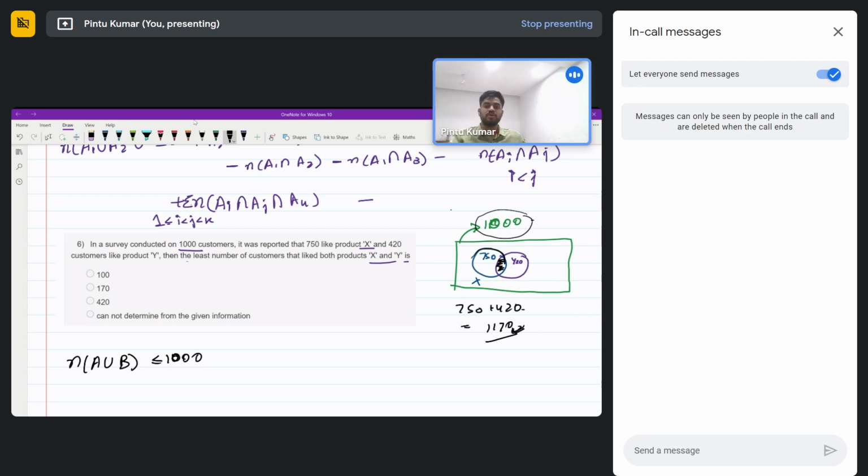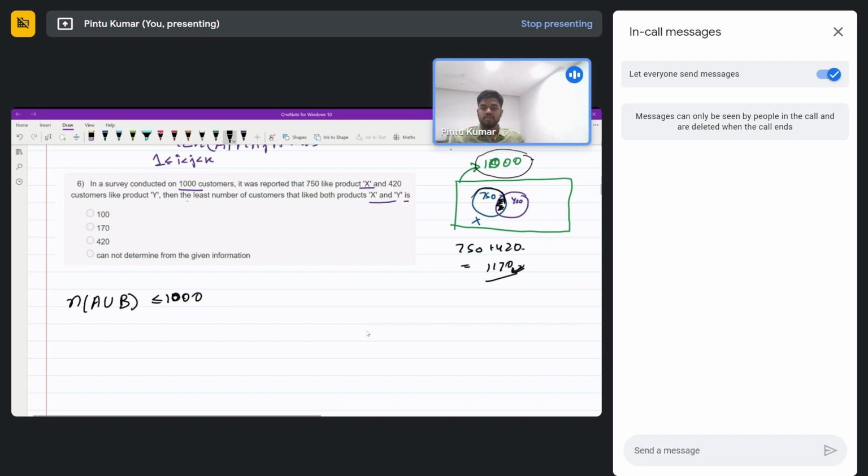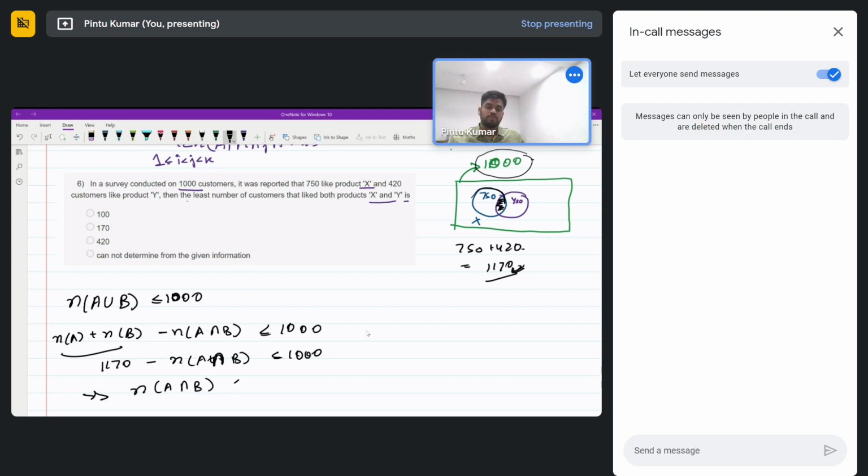So this should be less than or equal to 1,000. Now this is equal to the number of elements in A plus the number of elements in B minus the number of elements in A intersection B. So this should be less than or equal to 1,000. Now this is 1170 minus the number of elements in A intersection B, should be less than or equal to 1,000. So this means that the number of elements in A intersection B should be less than or equal to 1170 minus 1,000, which is 170. So this option is correct for you.